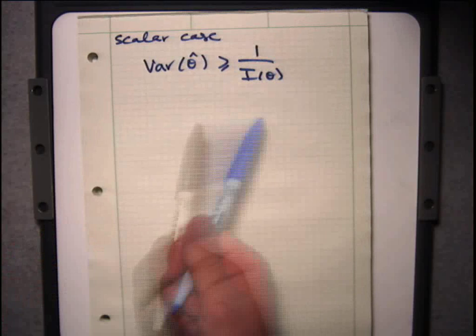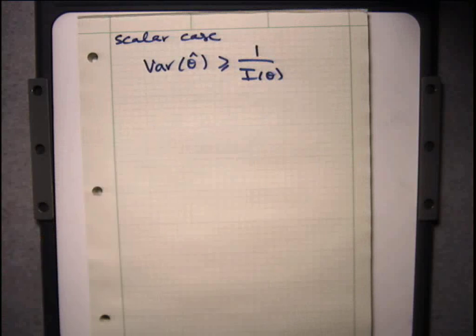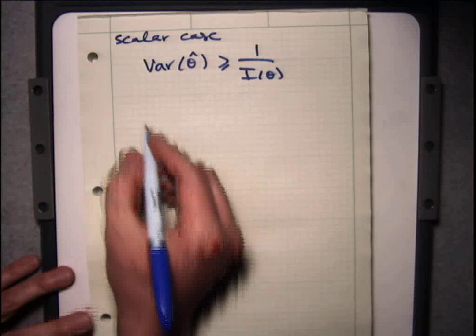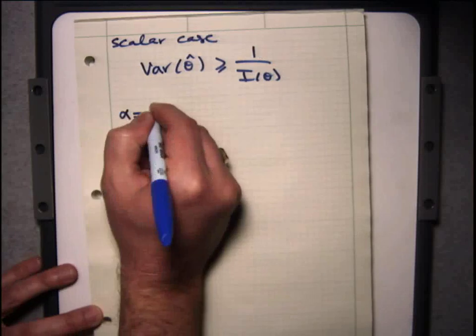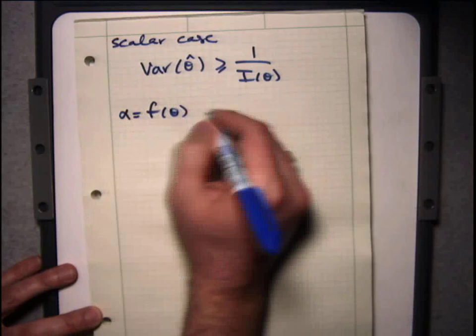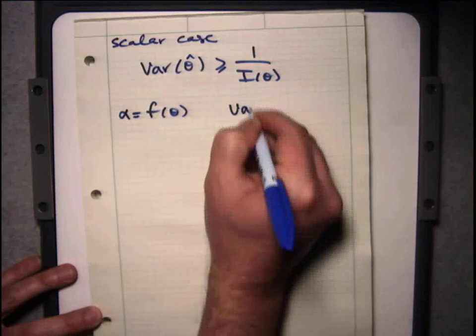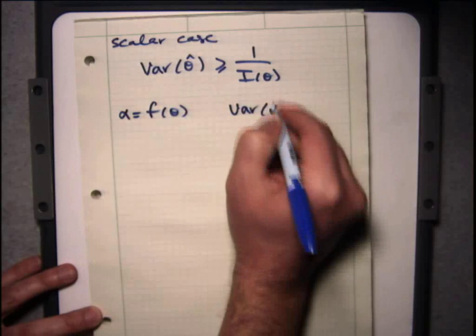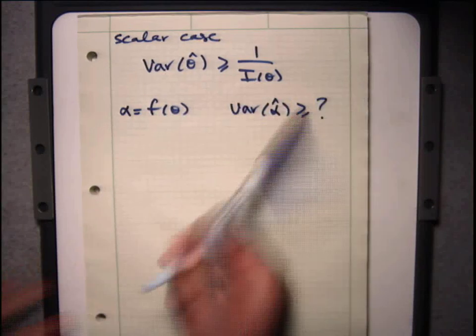Sometimes you might be interested in not theta itself, but some function of theta. If you've done all the fancy calculations to find out what the lower bound is for estimating theta, and now I ask you, well, I don't really want theta, I want theta squared, or some function of theta, f of theta. So let's say alpha is equal to some f of theta, and what I want is actually the variance of alpha hat to be lower bounded by something. How do I do that?